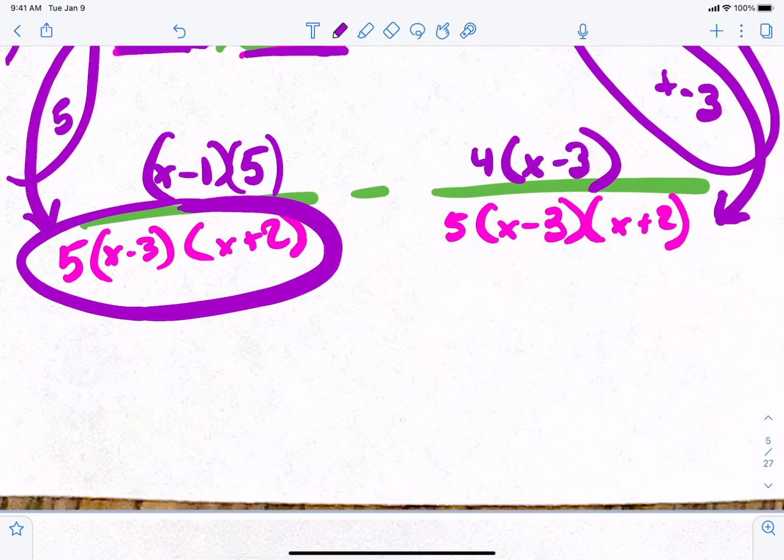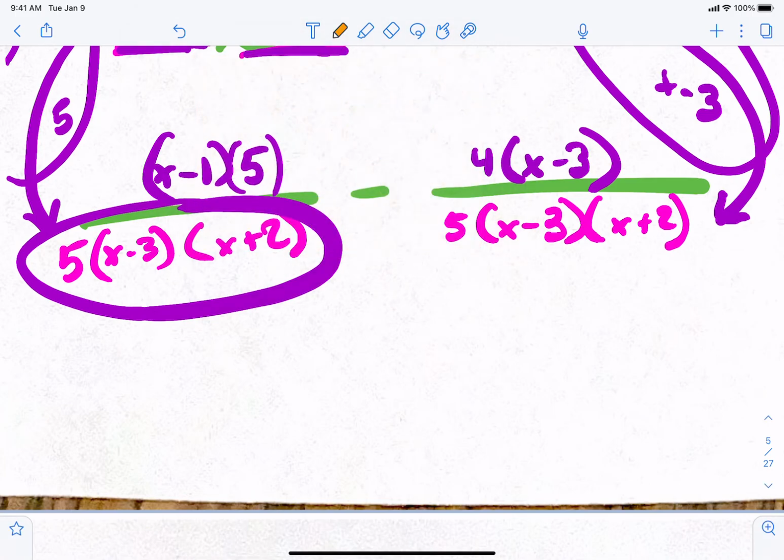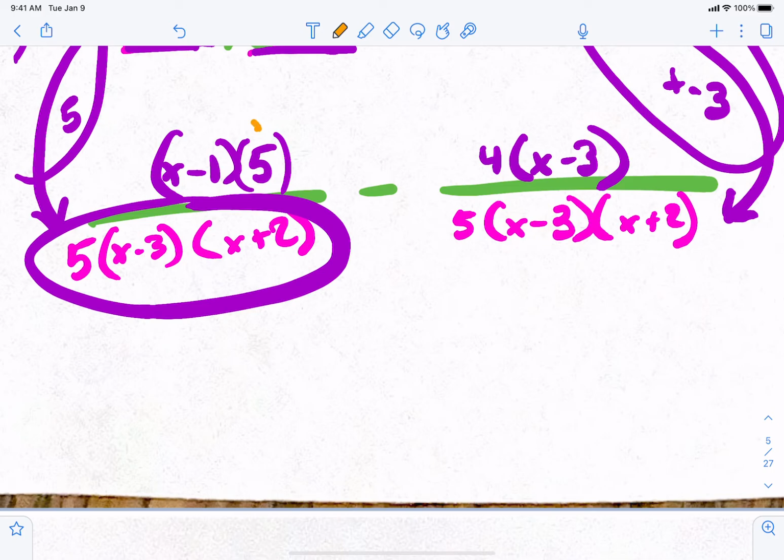All right, now what? Distribute the 5 through. Let's distribute the 5 through. Okay, so on the top, 5x minus 5.